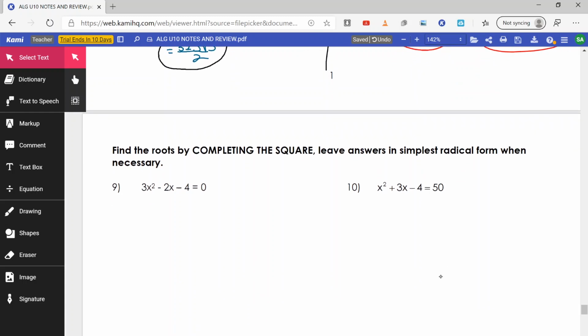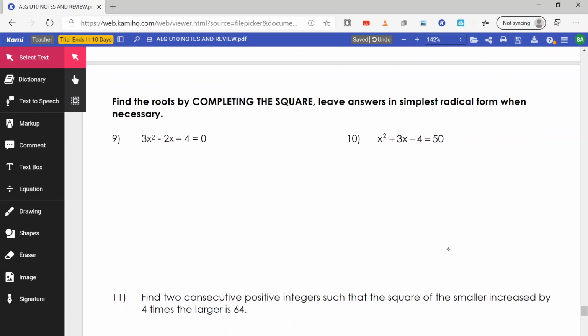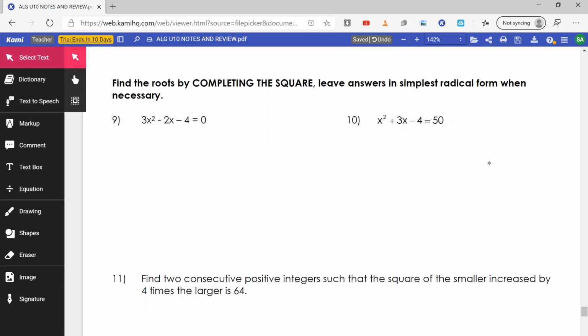Now, what we do here is complete the square. Completing the square is different from the previous forms. The previous forms, factoring and quadratic formula, the equation was equal to 0. Completing the square is the format where it is not equal to 0. So, step 1, we have to make sure it's not equal to 0.